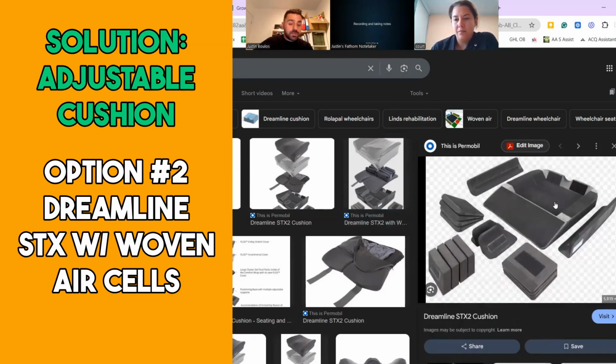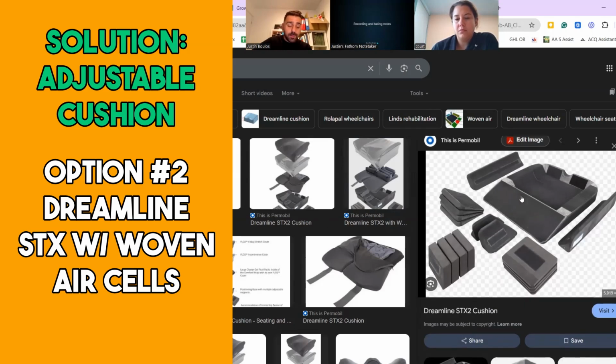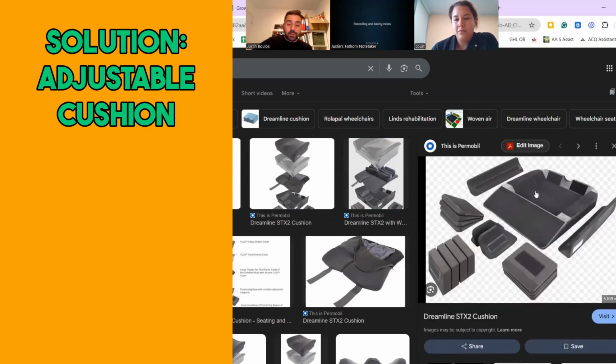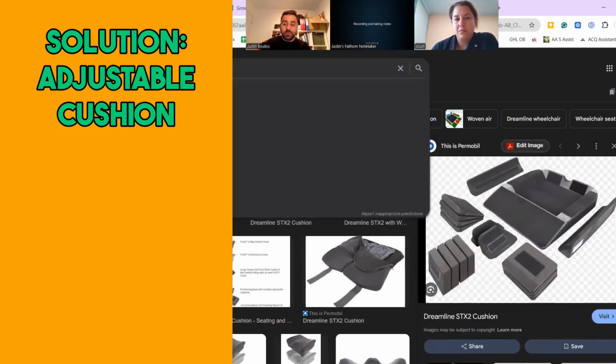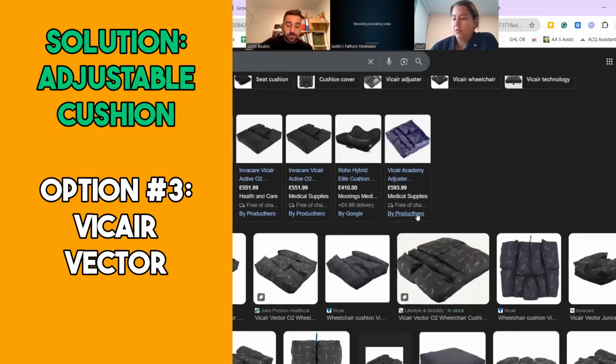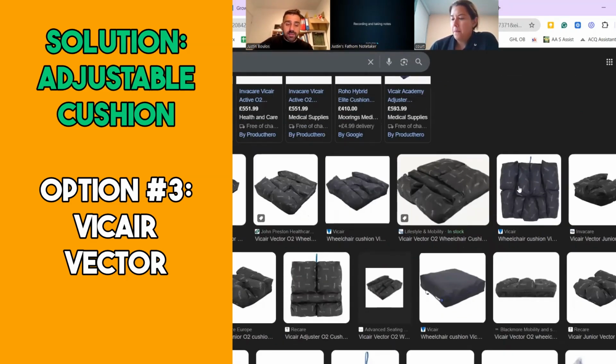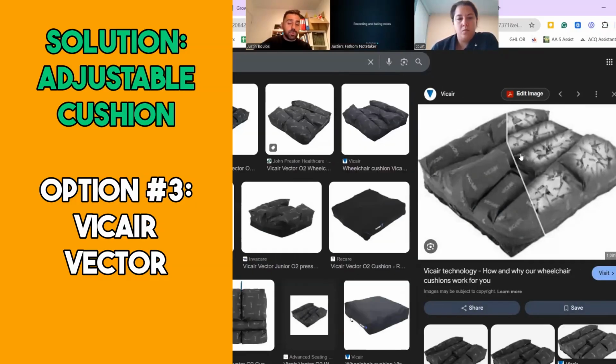This is really good because it does give you some structure, like a firm position in the base, but it also allows you to take out some of these cells to accommodate that position that we're trying to talk about over here. It does it pretty well. Yes, it's worth exploring that one. You could also do the Vicair Vector O2 cushion, which is a cushion like this, and I'll send you a case study after this call of someone that I've done a similar thing for, where she had a hip limitation, and we actually scooped out cells.